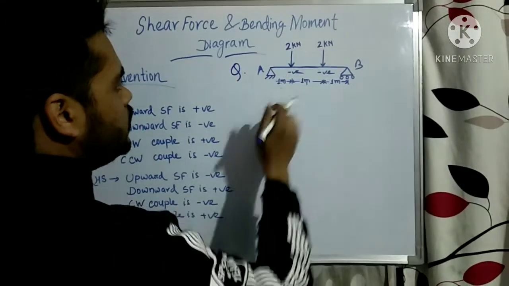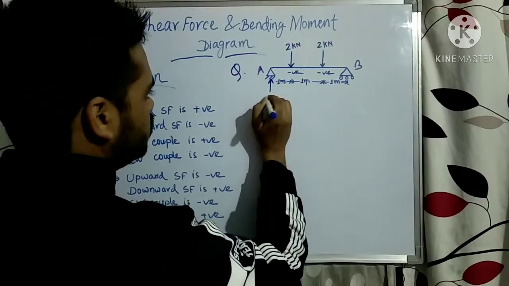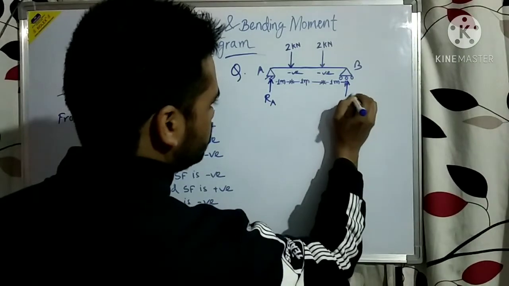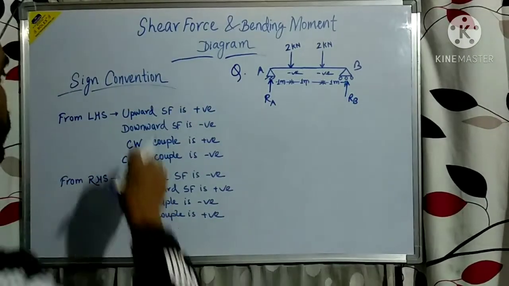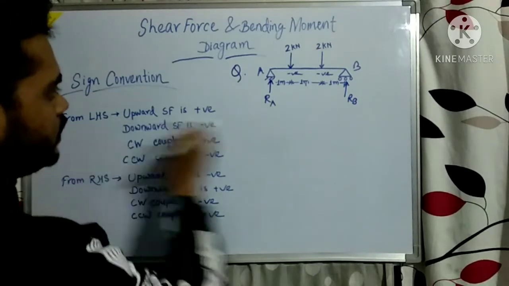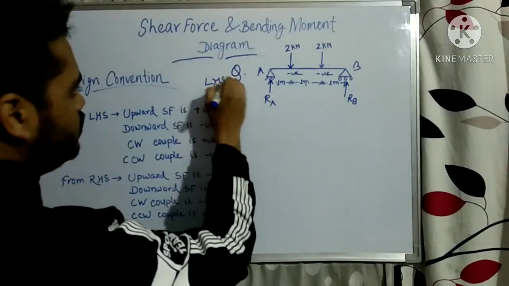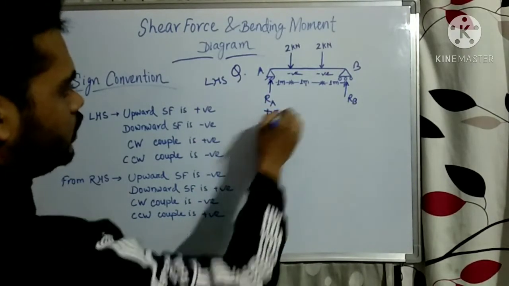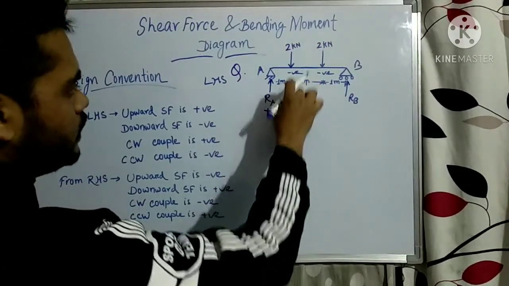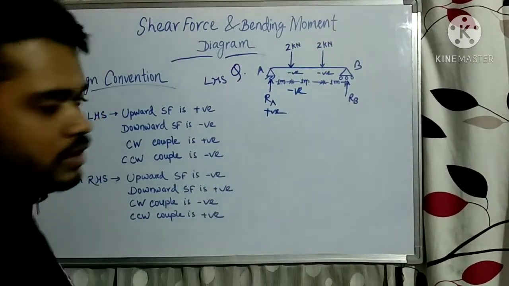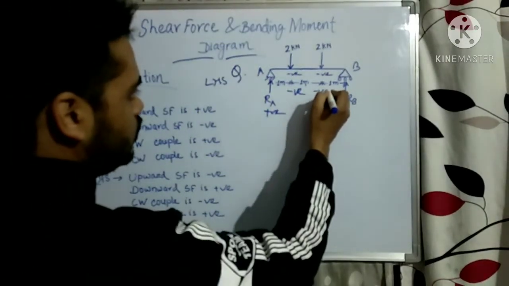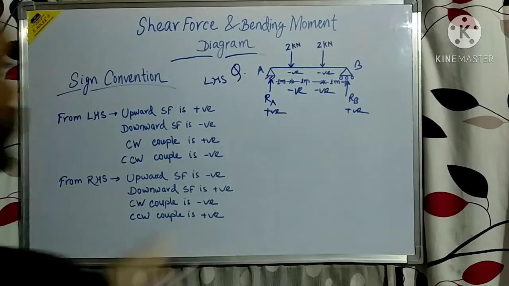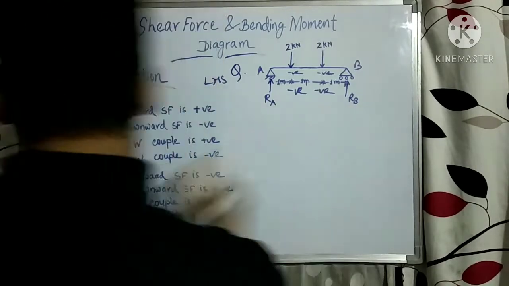So in order to be in equilibrium, there must be some reaction. This is the RA reaction and this is your RB reaction. Upward shear force is positive from the left hand side. So if you see from this left hand side, this RA is acting upward, so it will be positive. And this 2 kN is acting downward, so it will be taken as negative in the shear force diagram. So this was the sign convention.